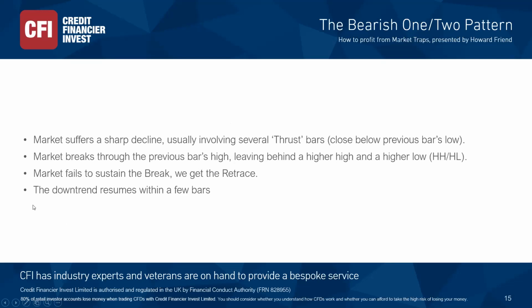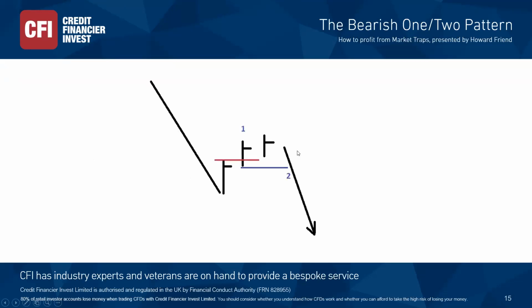Okay, break and retrace. So the market breaks to the upside, and then within a couple of bars, the market starts to retrace to the downside. Once we get the break to the downside, the downtrend can typically resume. So here's the explanation. This is the chart.